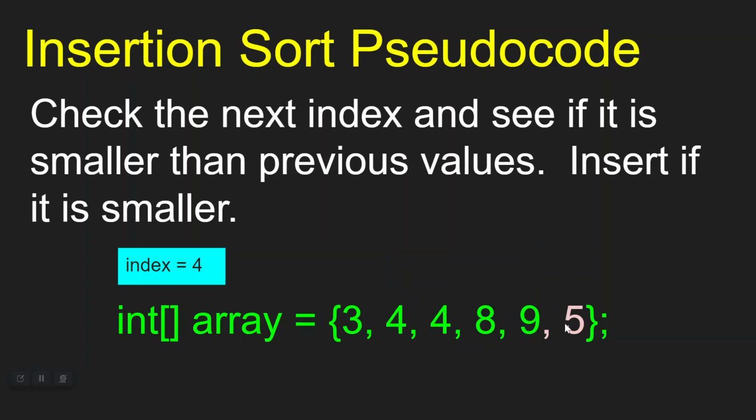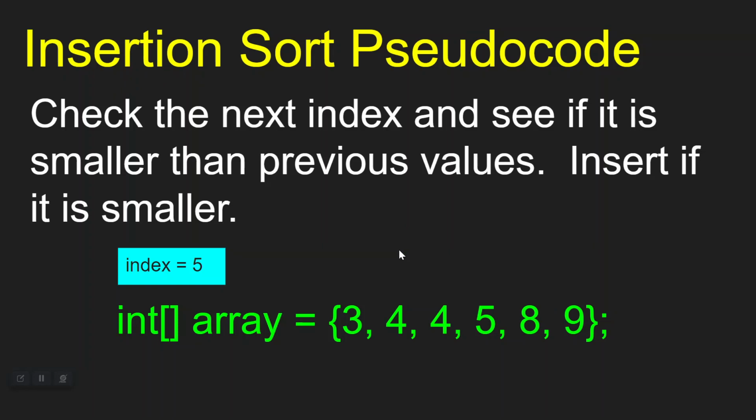And then finally, we've got to take care of our 5. So our index is going to go up to 5: 0, 1, 2, 3, 4, 5. That means we are looking at this one right here. So 5 is smaller than 9. It is also smaller than 8, but it is not smaller than 4. So 8 and 9 slide down, and 5 gets inserted. There you go. You now have a completely sorted array. And we did it by inserting the elements where they should go.